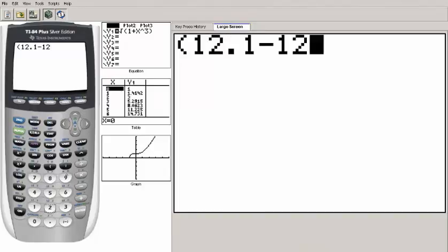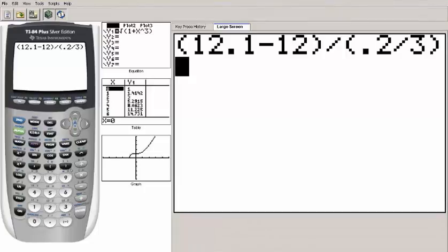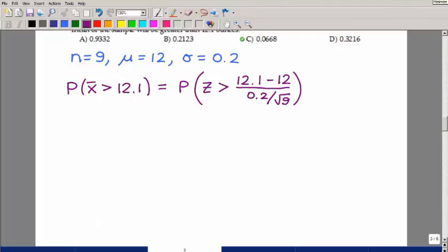12.1 minus 12 divided by, now I have to write parentheses around this also on the bottom, 2 divided by, I'm just going to put 3 because the square root of 9 is 3. Obviously, they won't always be perfect square roots like that, but I have to have that parentheses there. So let's see what this z-score gives me. 1.5. Okay.